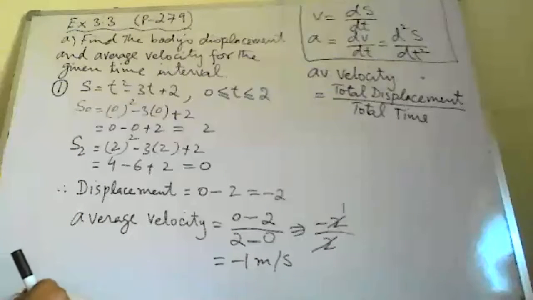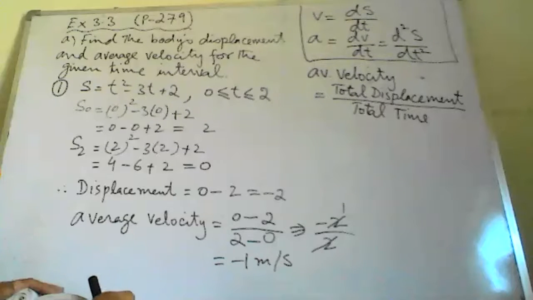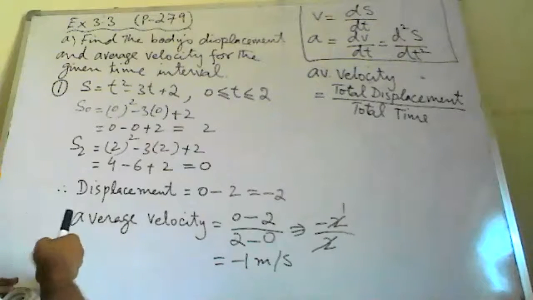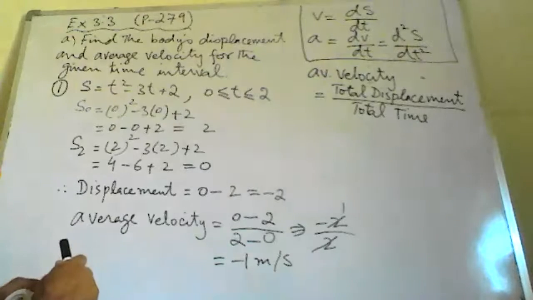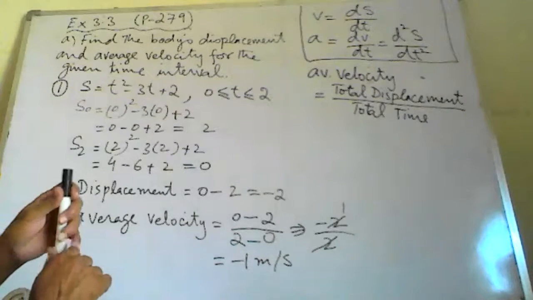So this is the average velocity. That was question number 1. Now we will do question number 3.